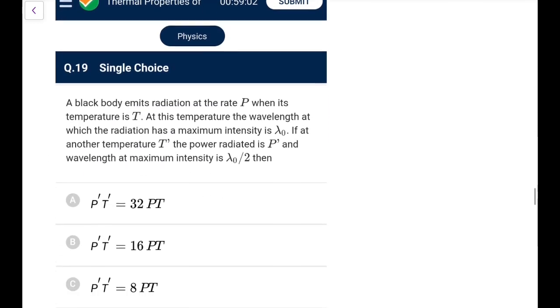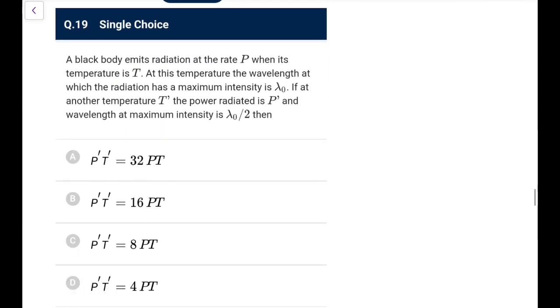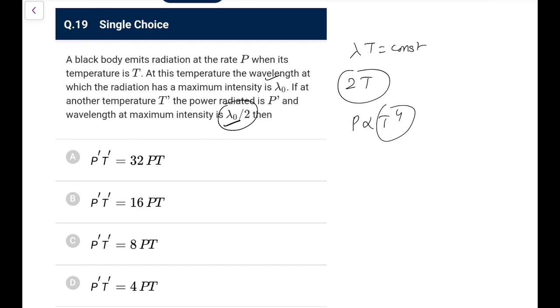Next one. A black body emits radiation at the rate P when its temperature is T. It has a wavelength lambda naught. If it has temperature T dash, the power radiated is P dash, and it is at lambda naught. From Wien's law, you know lambda T is constant. So because it is half, now the temperature has become 2T. So power is proportional to T to the power 4, so power will become 16 times.